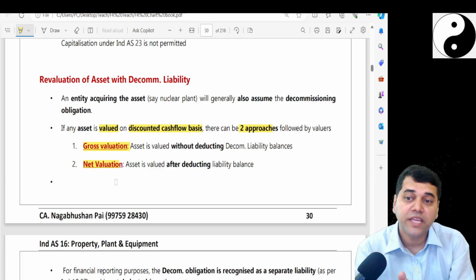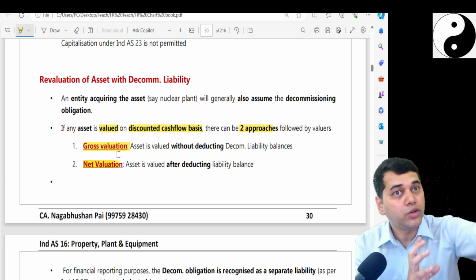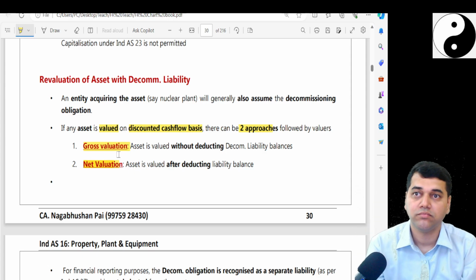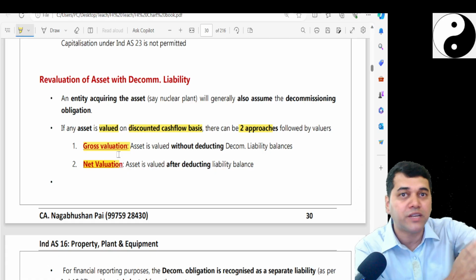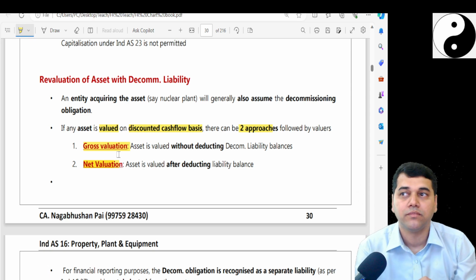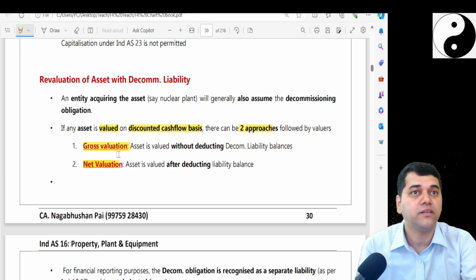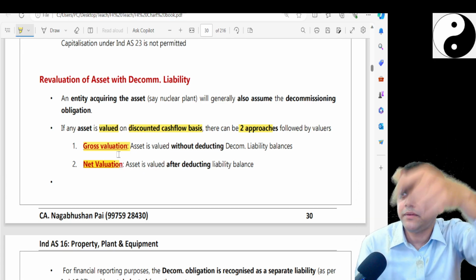Alternatively, they may give you net valuation. They say, sir, see, can you sell only the asset without the liability? Tomorrow you don't want this asset, whoever you're going to transfer to, they have to buy along with your liability, no? So what is your valuation of the asset? Asset minus decommissioning liability, because your liability also somebody will take over.